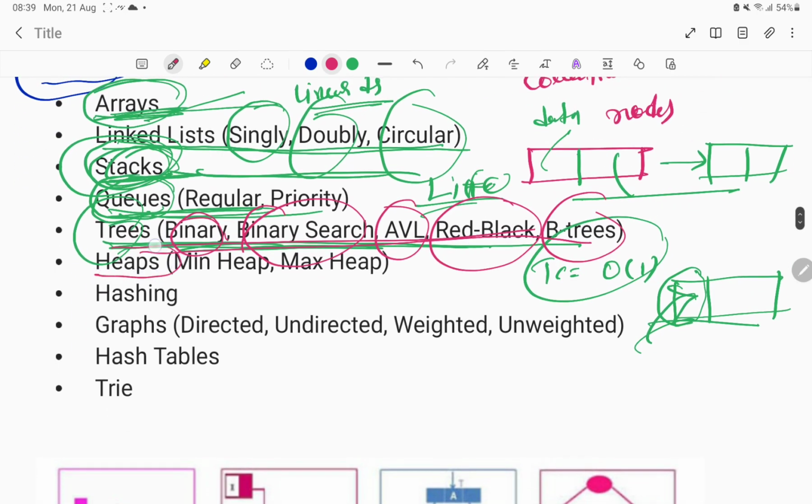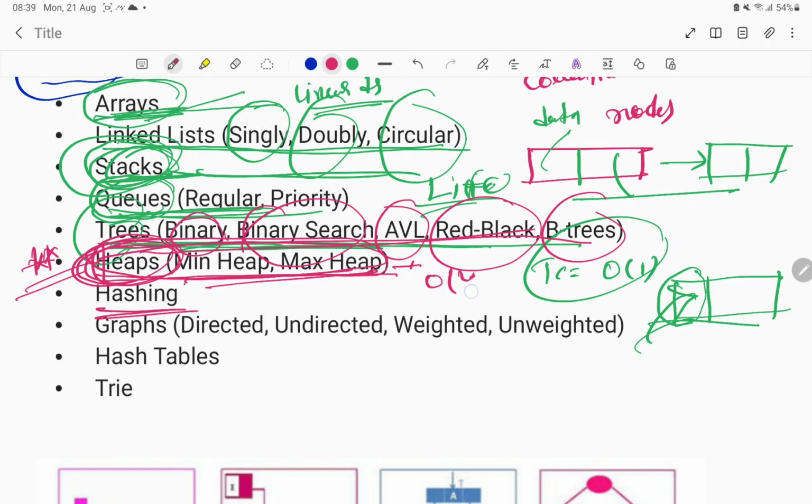And heap is the most important data structure. In heap there are two types of heap, min heap and max heap. That's most important, and basically we use heap in array questions. So heap is a most important data structure, and we will cover it with examples as well. In heap, the time complexity for all the operations is big O of log n.